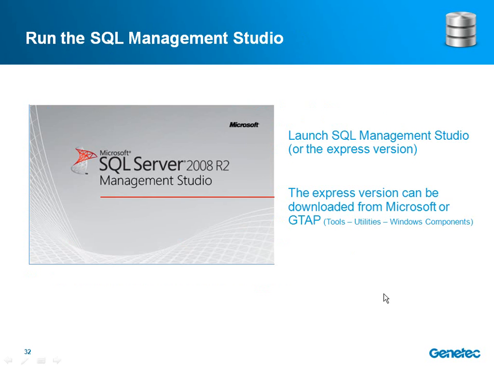Alright, so let's go into a little more detail, starting with our first step, which is to make sure remote connections are enabled in SQL. We'll need to go into SQL Server Management Studio to do this, which may be installed with the version of SQL you're using, or you may need to download it. The Express version can be found on the Genetec Technical Assistance portal. Just make sure you're downloading the version that matches the version of SQL that you're using.